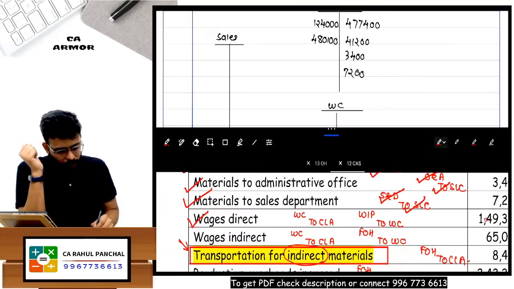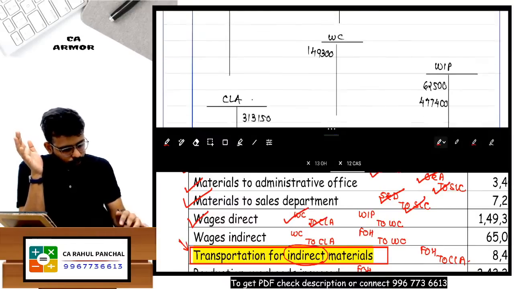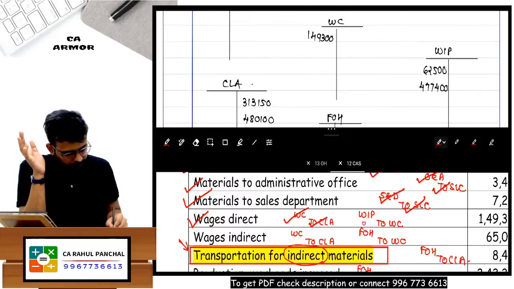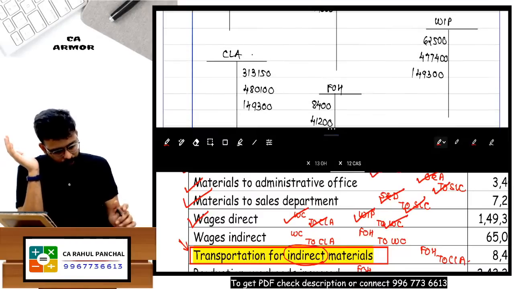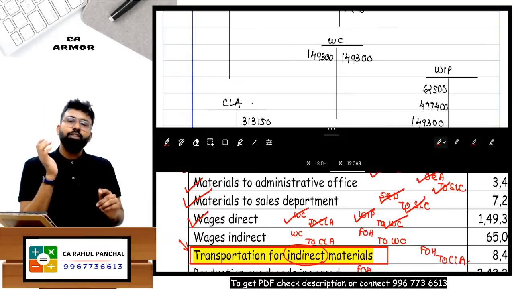What is the value? 1,49,300. First wage control debit 1,49,300, that is paid to CLA. So on the CLA credit side, just go to the CLA account, write it down on the credit side, 1,49,300. Okay, then WIP should be debited 1,49,300, and then wage control should be credited. So it has been transferred also, 1,49,300 paid, and it is transferred to WIP.